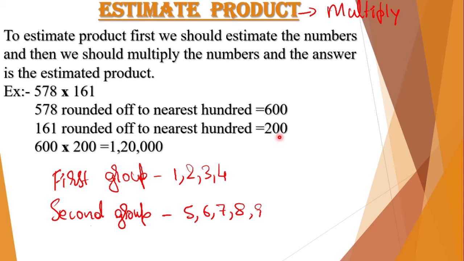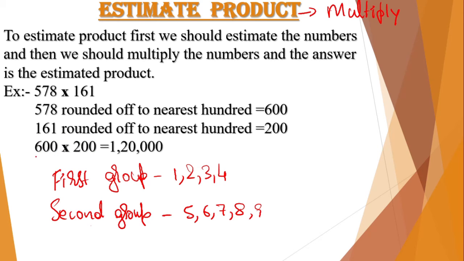Now it's very simple multiplication, right? If you multiply 578 into 161, it will take a lot of time. And now we estimated the numbers, right? And there are many zeros, so we can multiply easily. So we have 600 multiplied by 200. So first we have 4 zeros, 2 here, 2 here. So we have 4 zeros, okay.